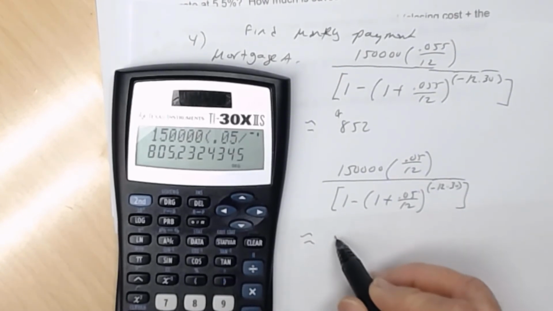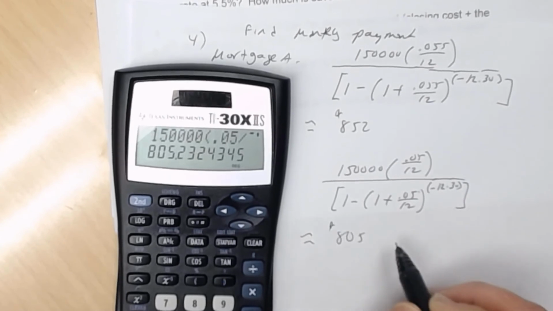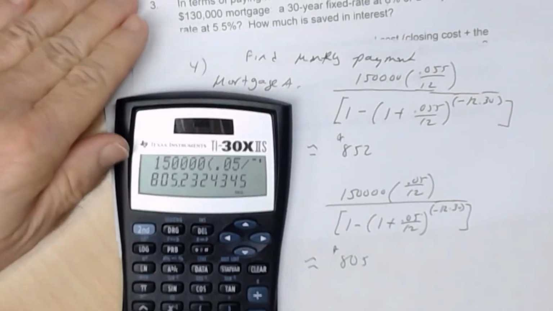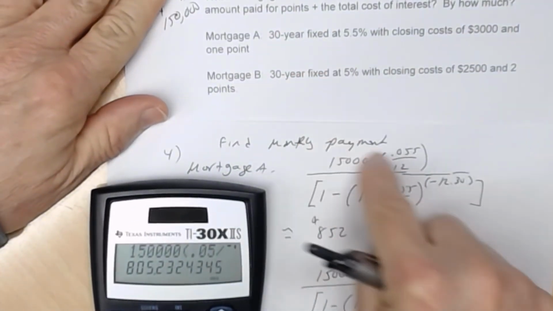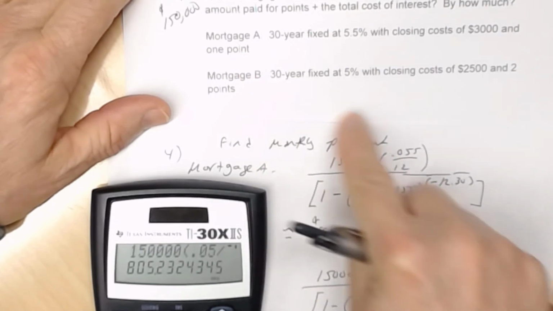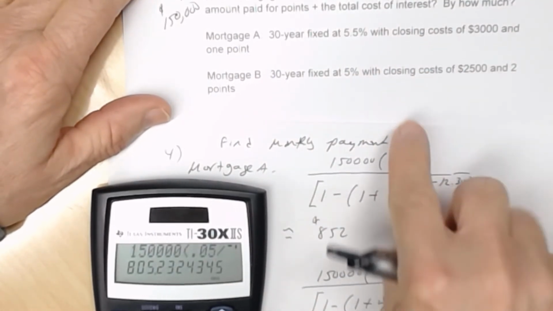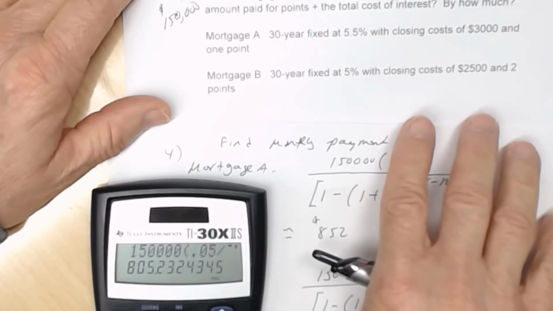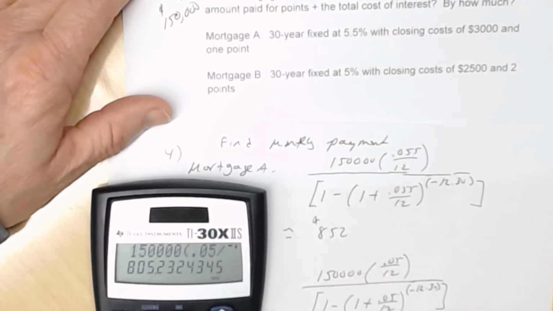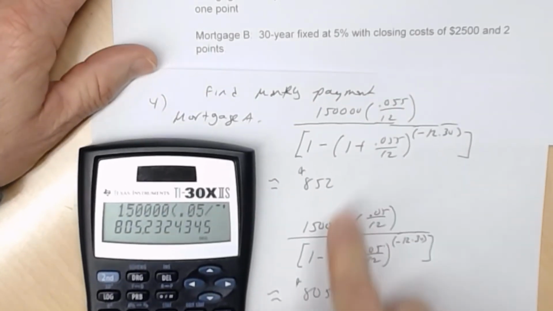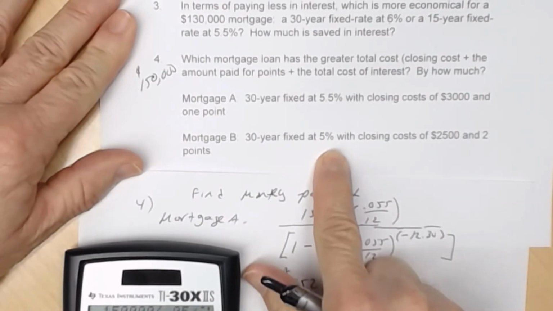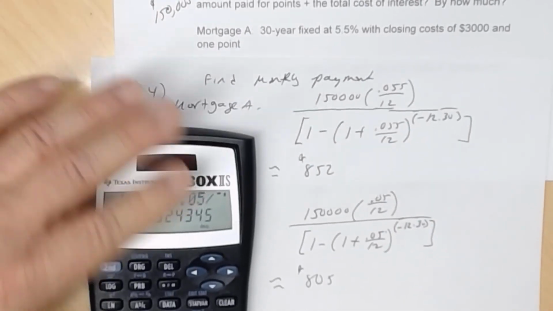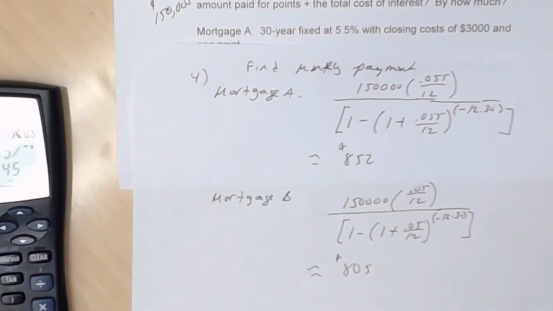So that's about $805. Now, you would expect that to be less, right? Because everything else is the same. I want you to look at that. It's 30 years. It's $150,000 each. So in terms of the monthly payment, you should expect this right here to be less because the interest rate's less. See that? That's 5%. That's 5.5%. Okay? All right.